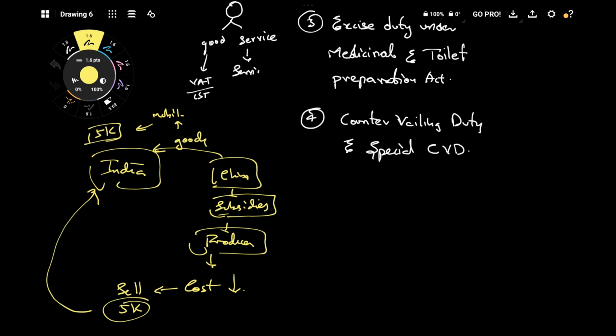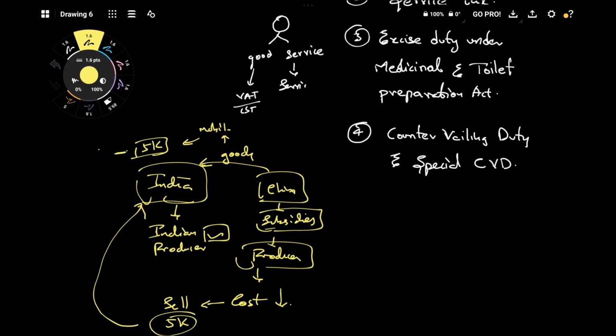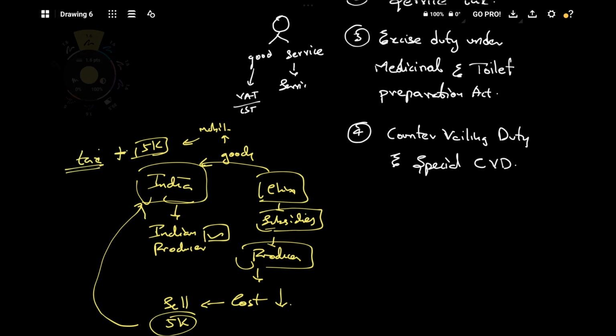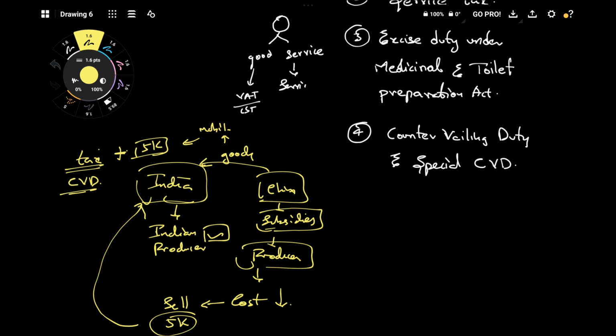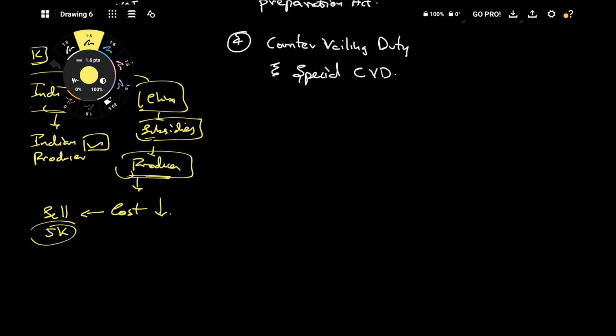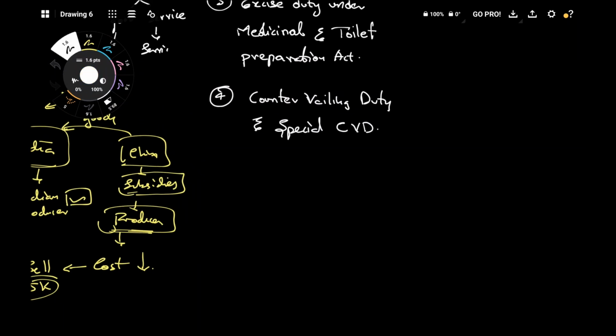So if China is doing such kind of activity, then to safeguard Indian producers, India will levy an extra tax on this 5k, plus some extra tax. That extra tax is CVD, countervailing duty. So in order to counter those things from other countries, India is levying this duty, so it's called countervailing duty. So basically that's it. So let's move to our next tax.